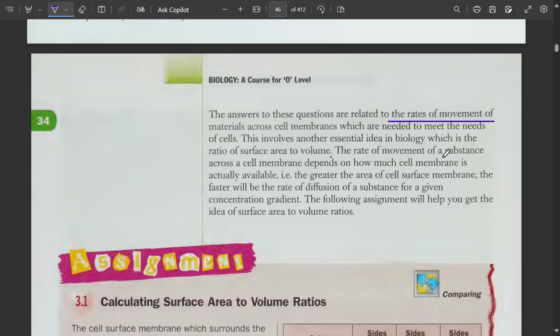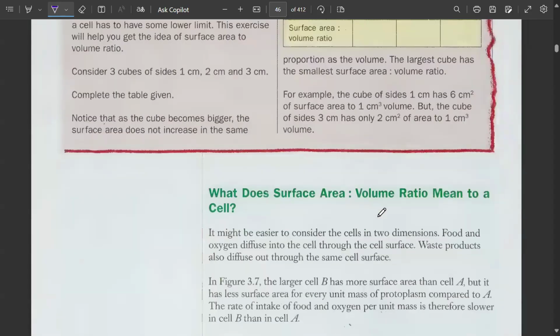And all of this rate of movement of a substance across a cell membrane depends on how much of the cell membrane is actually available. Greater the area of cell surface membrane, the faster will be the rate of diffusion of a substance for a given concentration gradient. The following assignment will also help you get the idea of surface area to volume ratios.